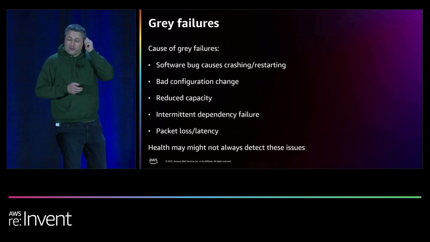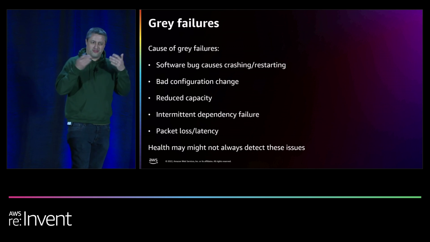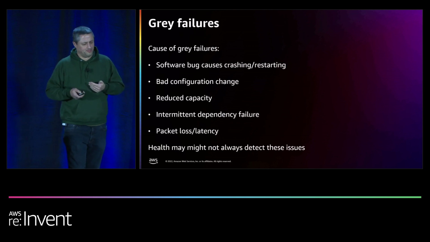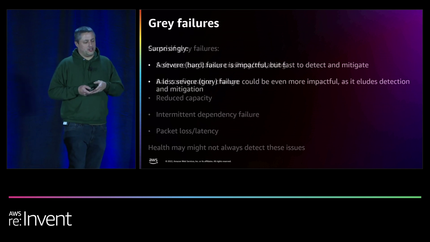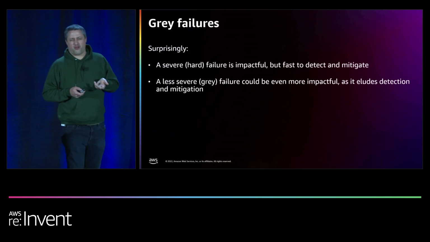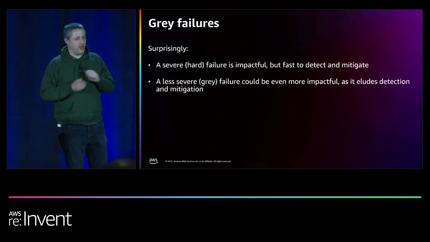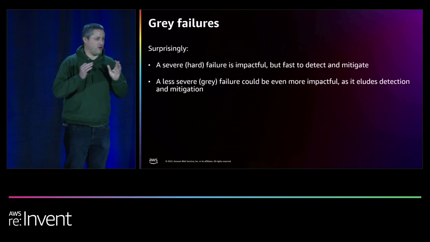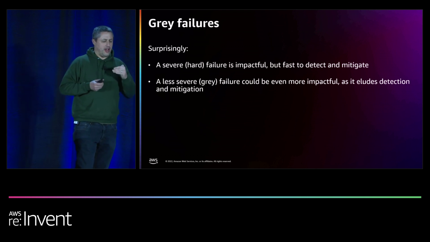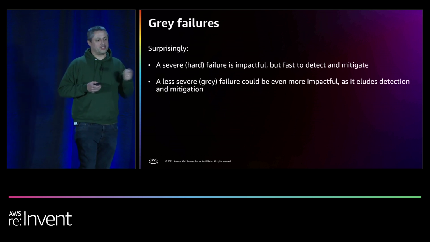And another one that's not very common, but can happen, is packet loss, which will slow down communication between applications. And again, health checks may not be able to actually determine these. And so the sort of surprising outcome of this is that a more severe failure is actually better for you because it's easy to detect and remove, and that will just be automatic. But if you're really trying to shave every last minute off recovery time all the time, and you really have very strong resilience goals, you start to worry about these gray failures because they're the ones that will last a bit longer.